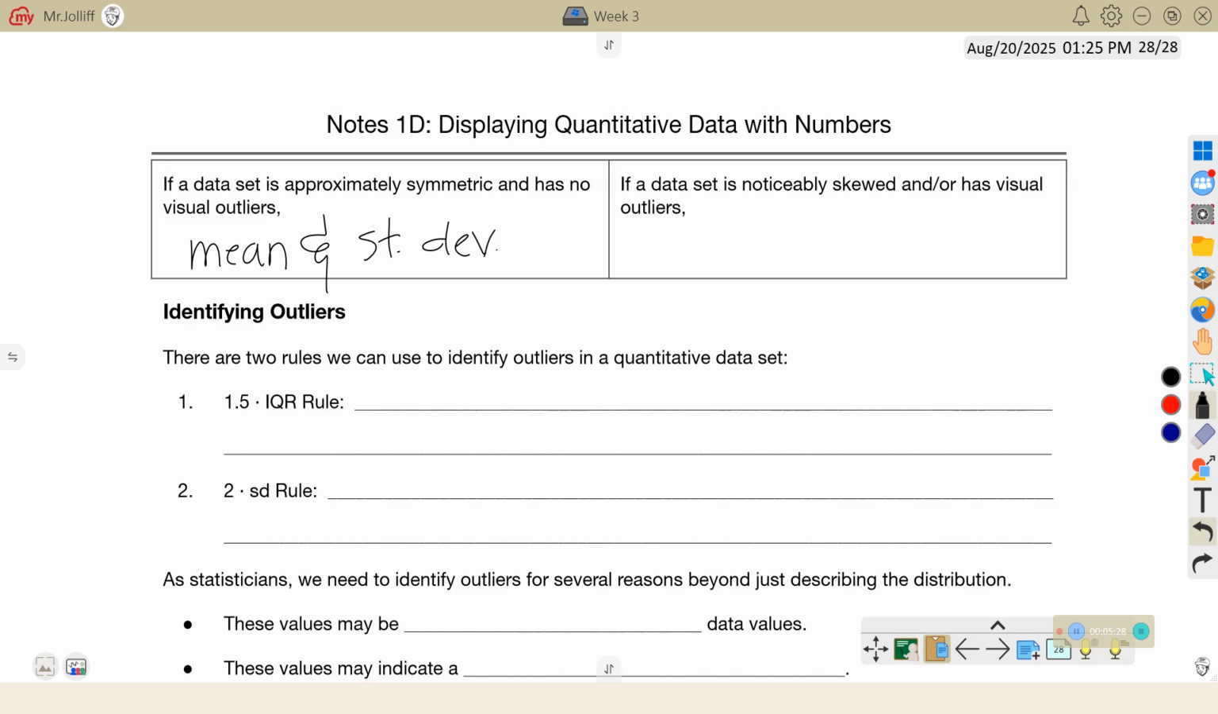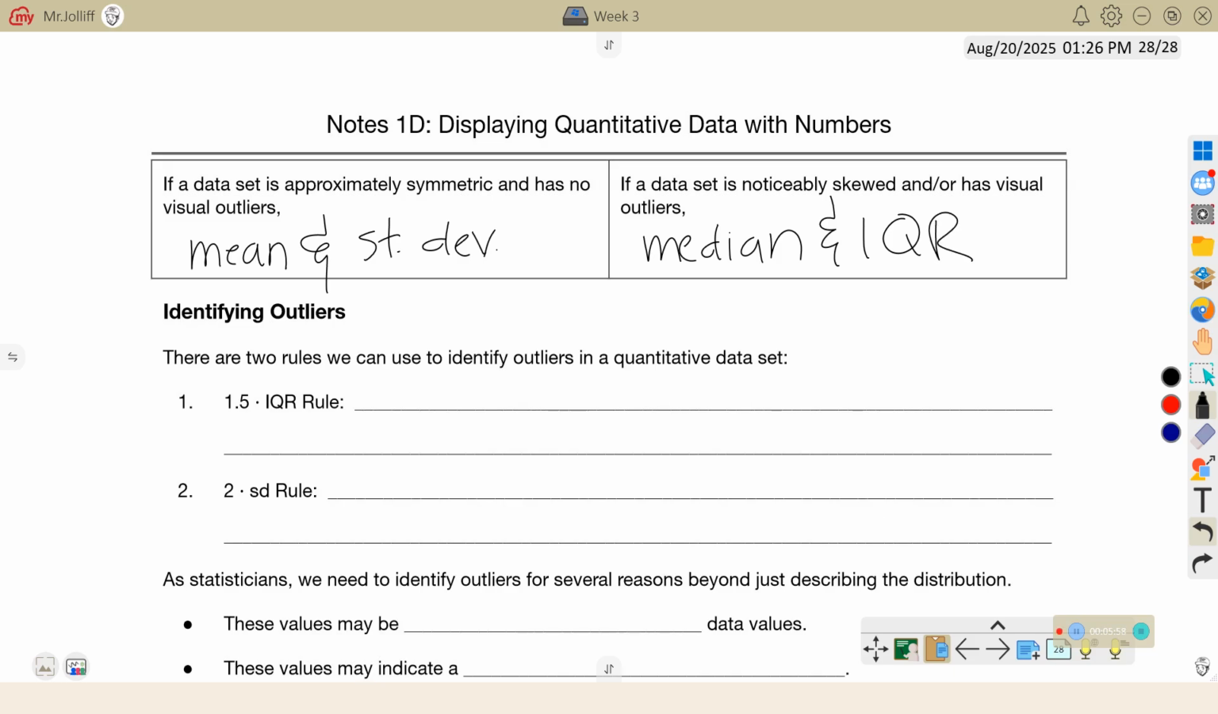Good. Which means my other measure of center must be for skewed data. The median, good, because this guy is resistant to outliers. It remains relatively constant even if we have extreme values in there. It's not going to shift that measure of center much. Good. Which means the other measure of spread must go with it. The IQR.